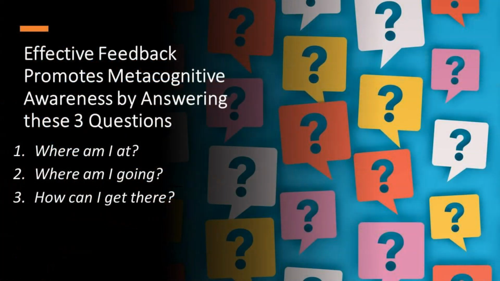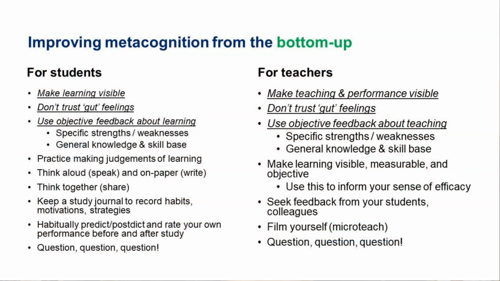If feedback cannot answer those 3 questions of where am I at, where am I going, and how am I going to take the steps to get there, then it's not effective feedback. So it's a really important way to promote metacognitive feedback in the classroom. I highly recommend it. Now there's plenty of other strategies we can use to promote metacognition in the classroom. I'm just going to put up on screen a bit of a laundry list of some of the strategies that you can use for your students and they can use for themselves, and some strategies that you can use as an educator to promote metacognition in your classroom. Now I've underlined those top ones, so I'll just read them out.